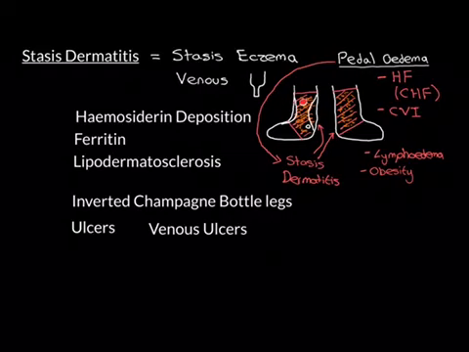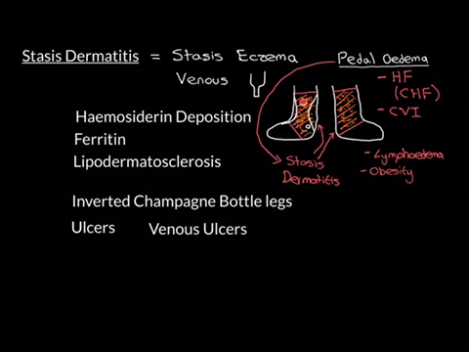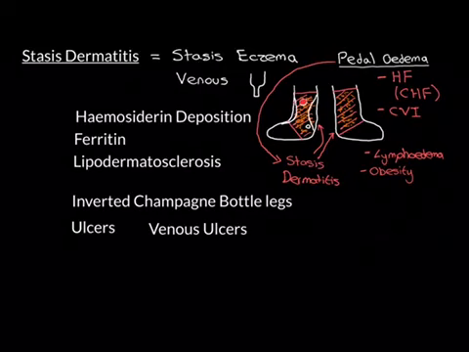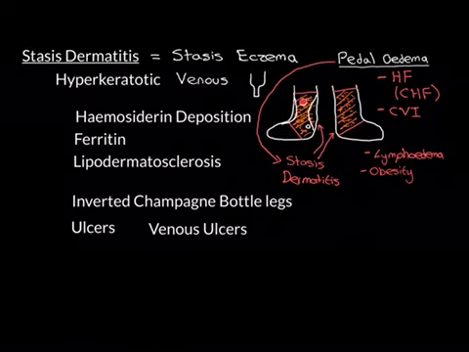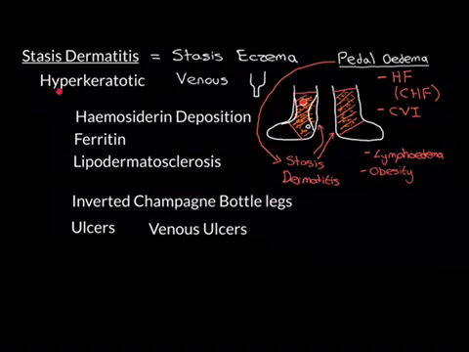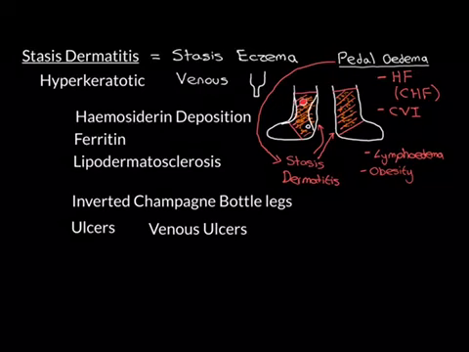Now, one final thing that I would like to say: in people with really severe stasis dermatitis, the skin can start to become extremely thick and can become sort of like cracked. And this is what's called hyperkeratotic stasis dermatitis. So hyperkeratotic refers to too thick keratin layer. Hyper means too much, keratotic refers to the keratin layer. That's referring to the epidermis, because that's the layer of the skin that has the keratin there. So hyperkeratotic is where the skin becomes really, really thick.